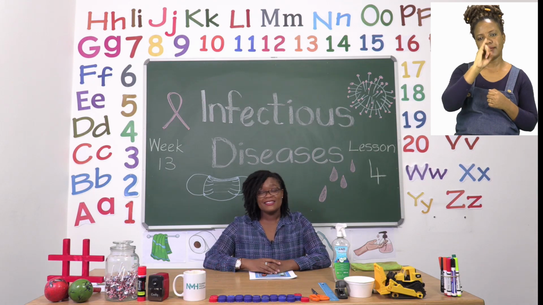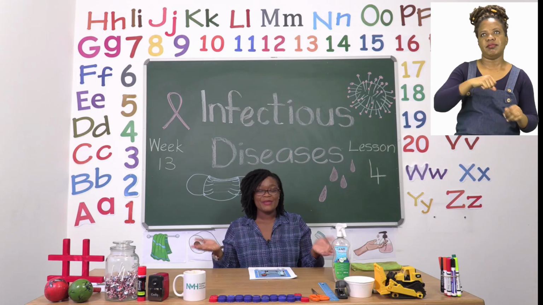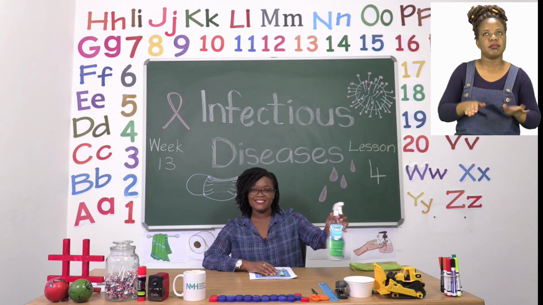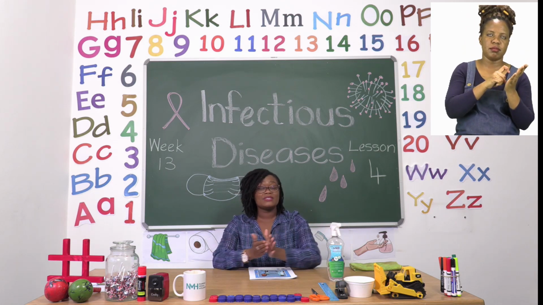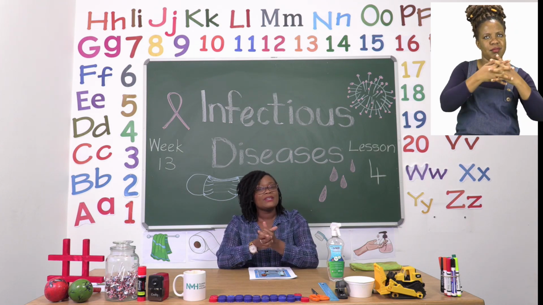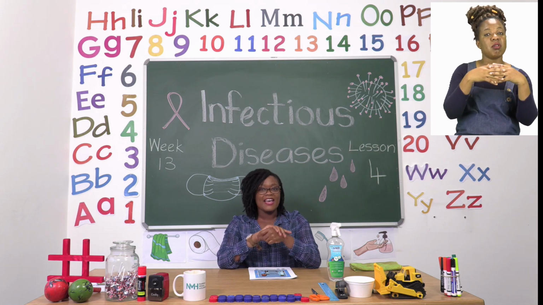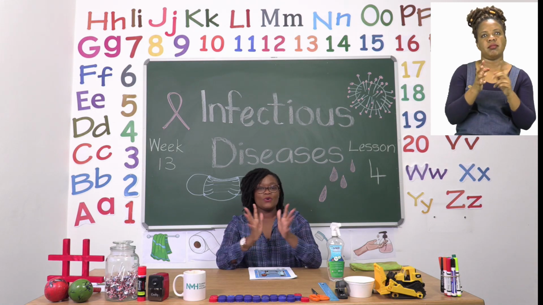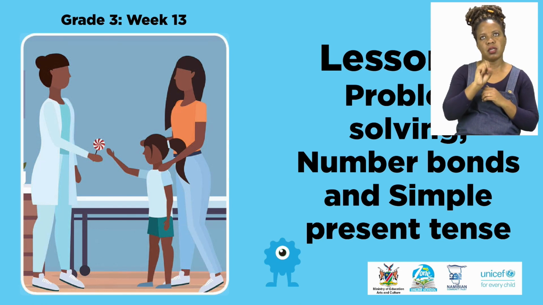Our theme this week is infectious diseases. And before we get into any lessons, boys and girls, we need to sanitize. So let's take our sanitizer and make sure that we are using it correctly. Remember, when we sanitize, we are trying to make sure that both of our hands are safe. Let's try and sanitize as regularly as we can. For today's lesson, we will be talking about problem solving, number bonds, and simple present tense.